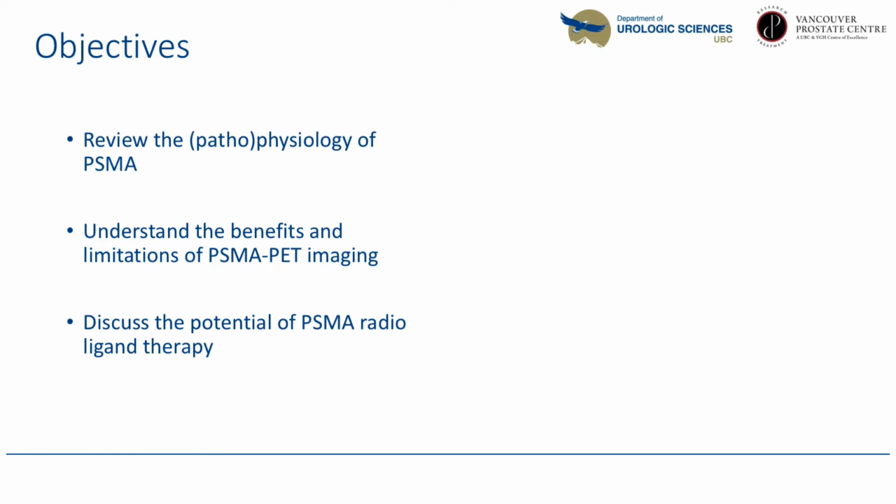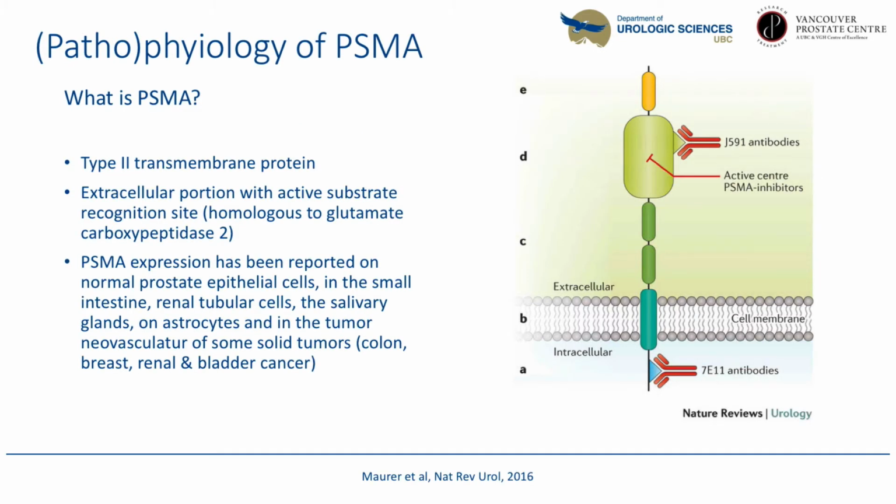So what is PSMA? PSMA is a type 2 transmembrane protein, and with that it has an intracellular portion, a transmembrane portion, and an extracellular portion which actually has an active substrate recognition site. The whole thing is pretty much the same as the glutamate carboxypeptidase 2, which we have in astrocytes.